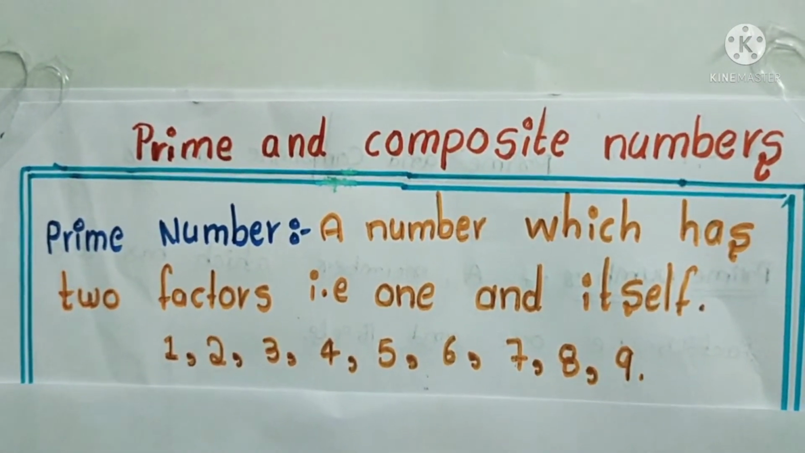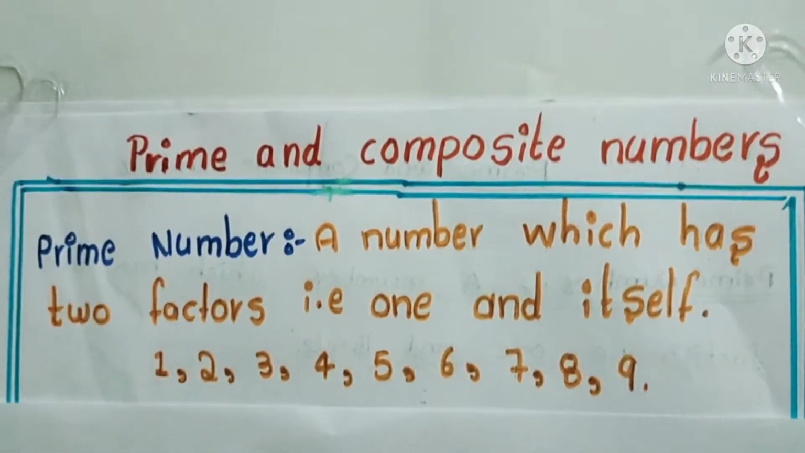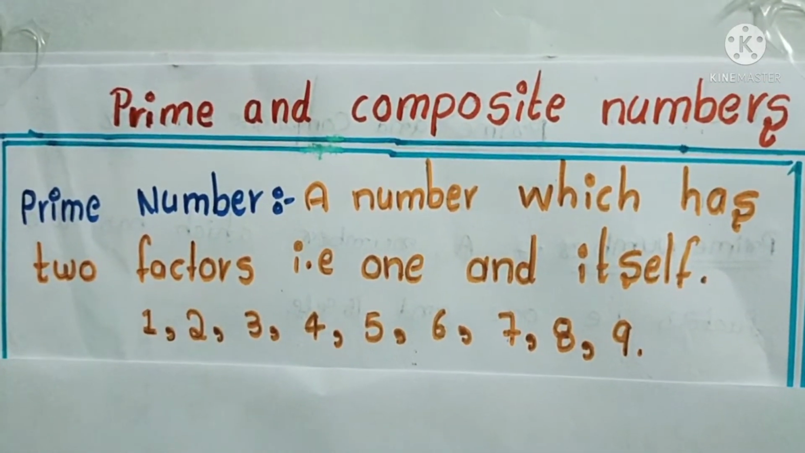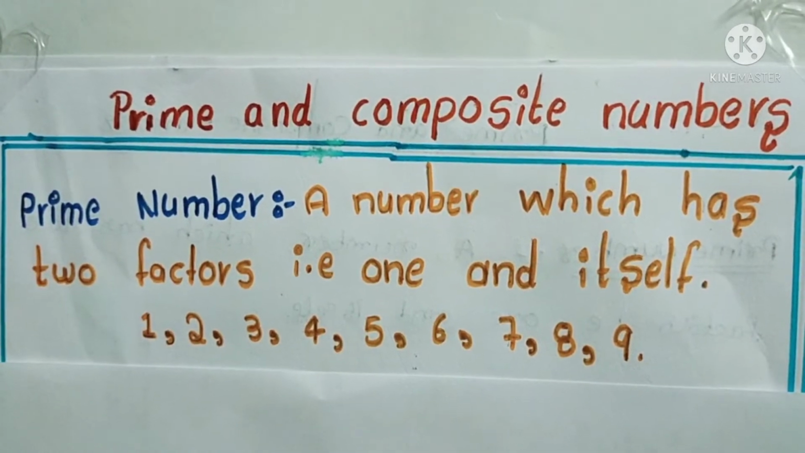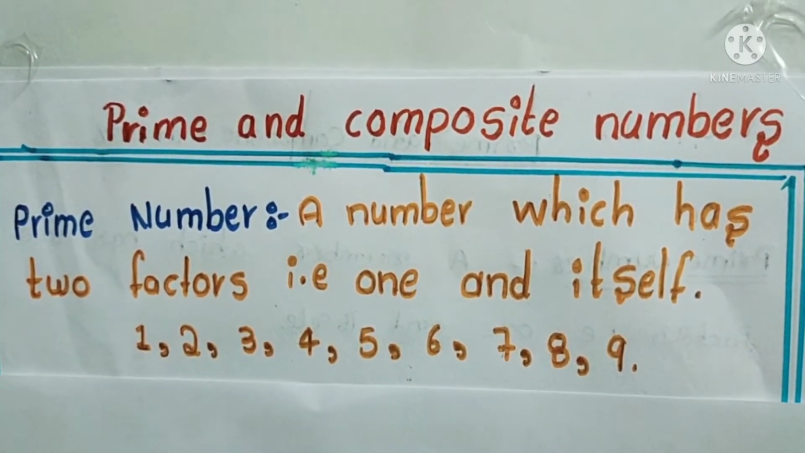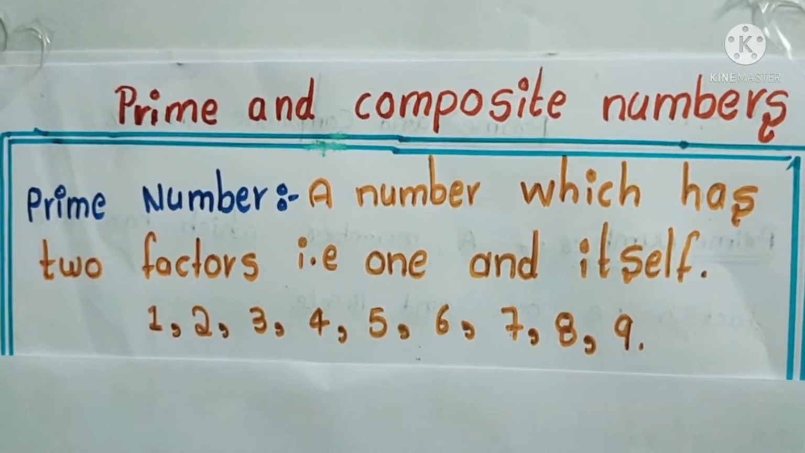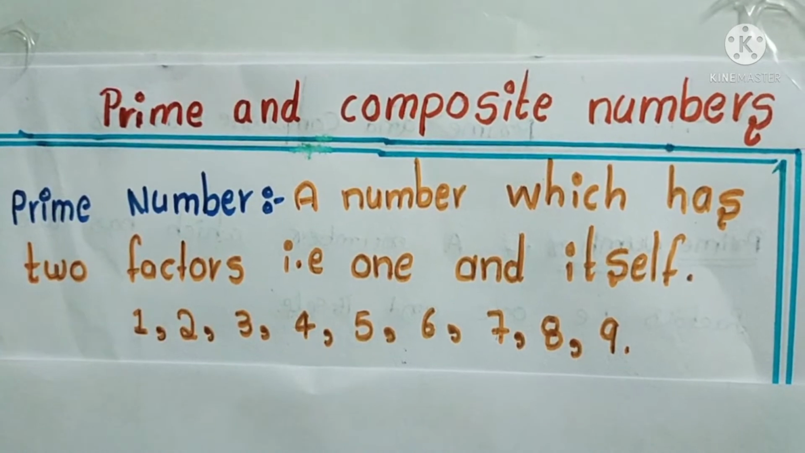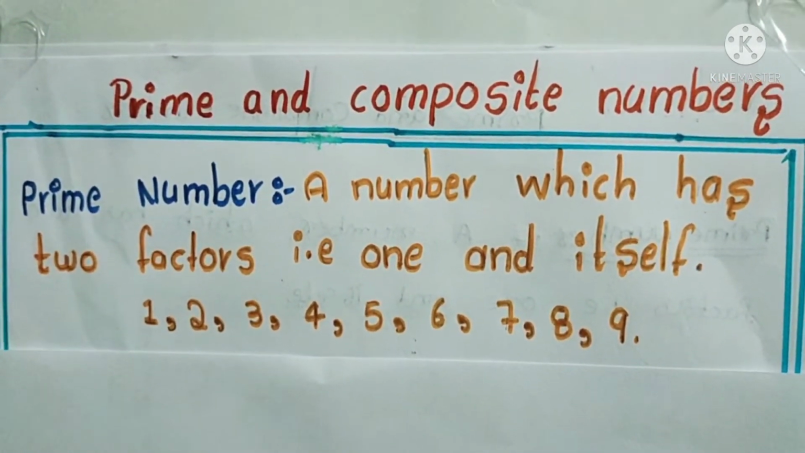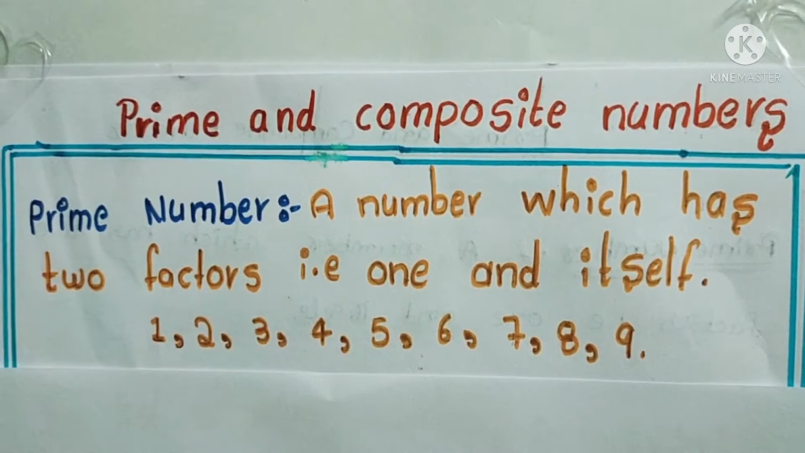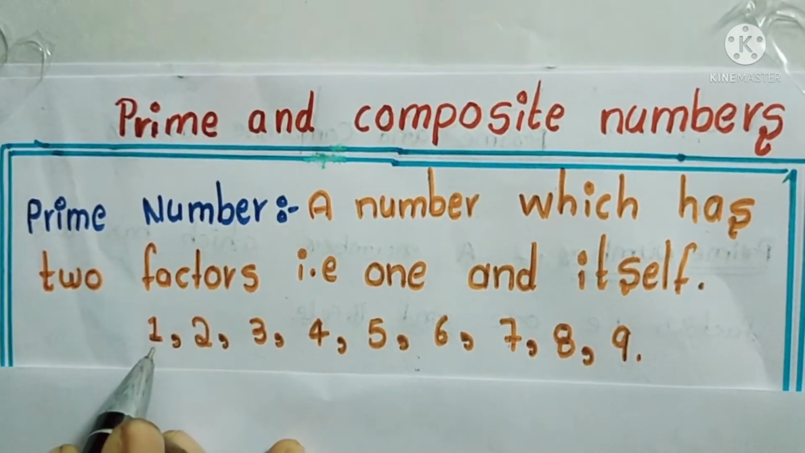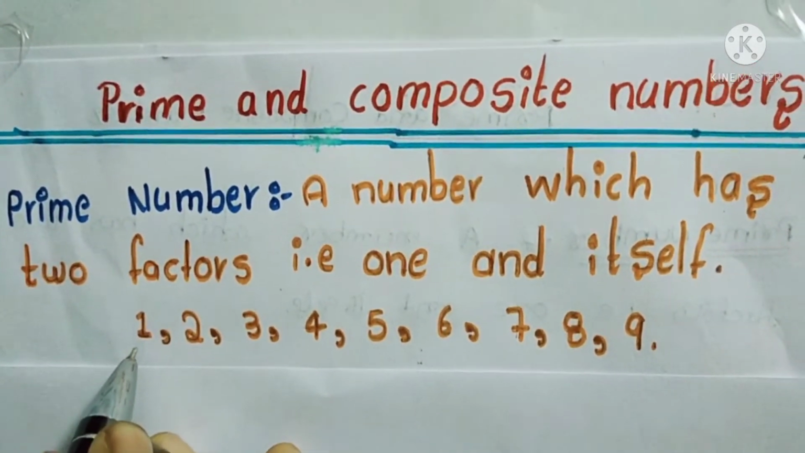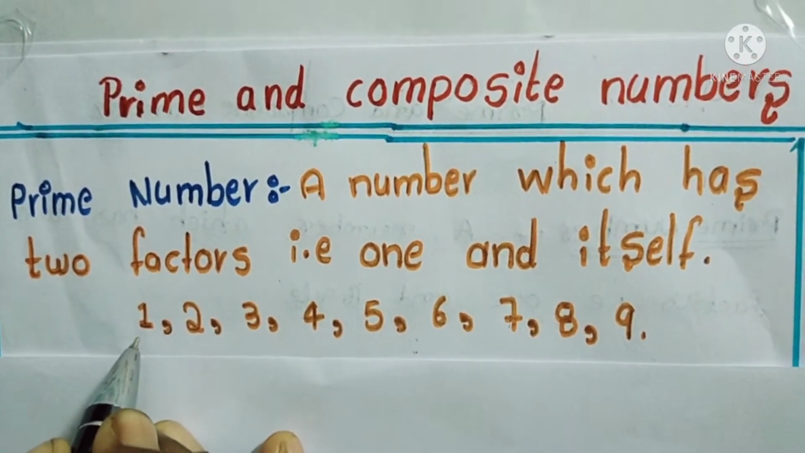Now we learn the prime and composite numbers. A prime number is a number which has two factors, that is 1 and itself. To find the prime numbers between 1 and 9: 1 has only one factor, itself only. So it is neither a prime number nor a composite number.